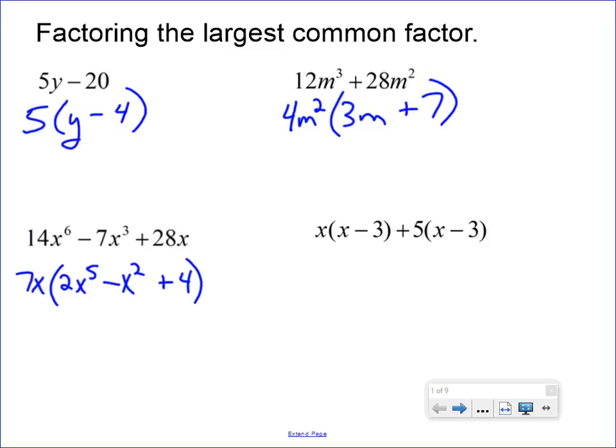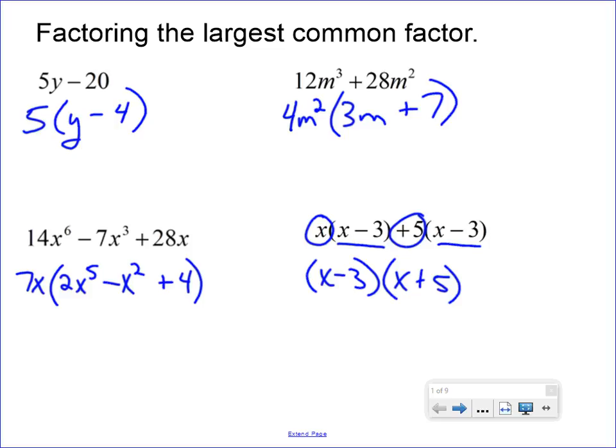Okay, the next one is just a little bit different, but it will be used when we start factoring by grouping. If we look at this one, there is a common factor. The common factor happens to be the x minus 3. So if I factor out the x minus 3, what would I be left with? Well, I'd be left with this x, and I'd still be left with plus a 5. So when I factor this one out, it'd be x minus 3 times the quantity x plus 5.